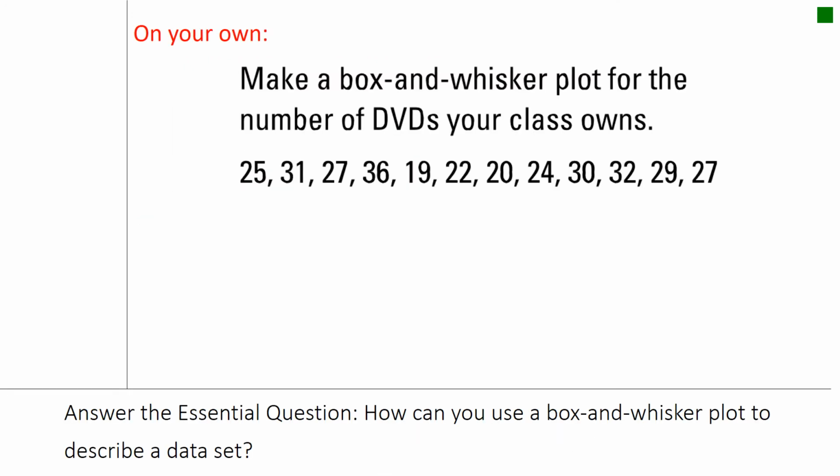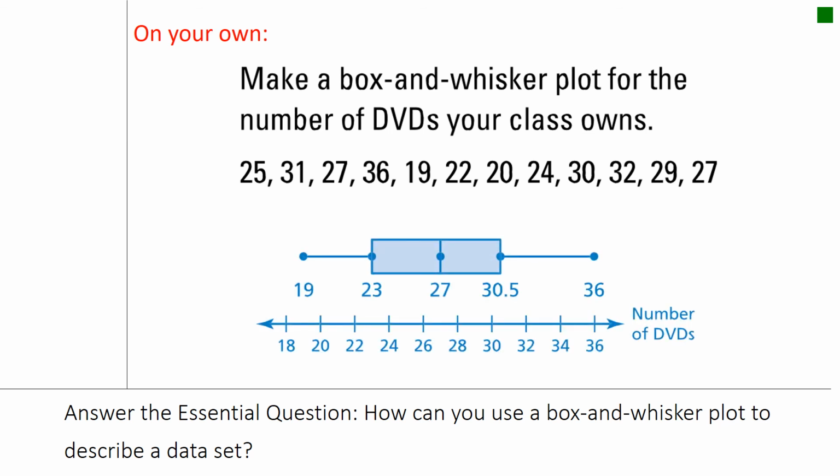All right, go ahead and try making this box and whisker plot on your own for the number of DVDs your class owns. When you're ready to check your box, let me know. All right, guys, here we go. You should have gotten a box and whisker plot that looks very similar to this. Your first quartile is 23, your middle number is 27, and your third quartile is 30.5.